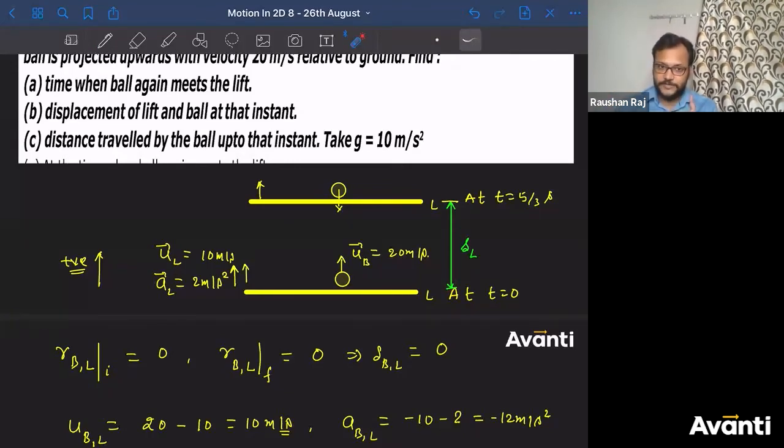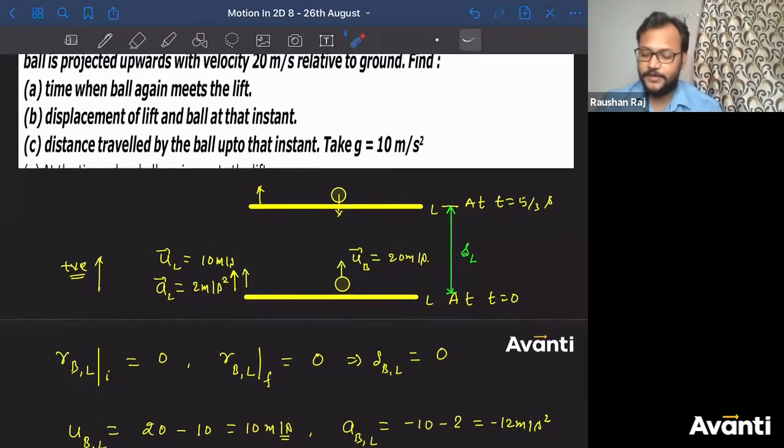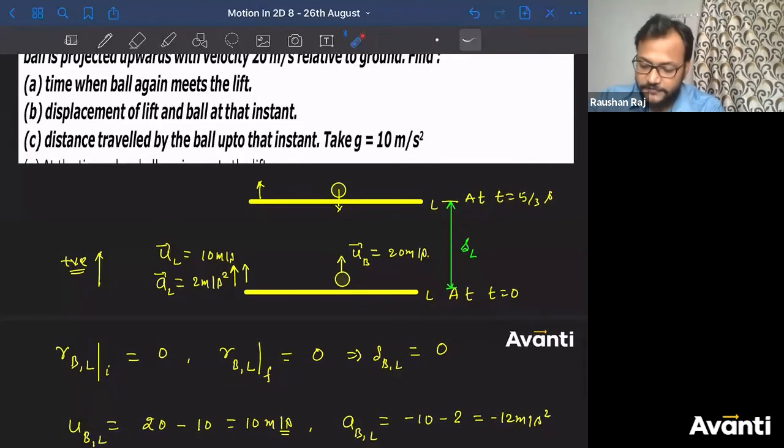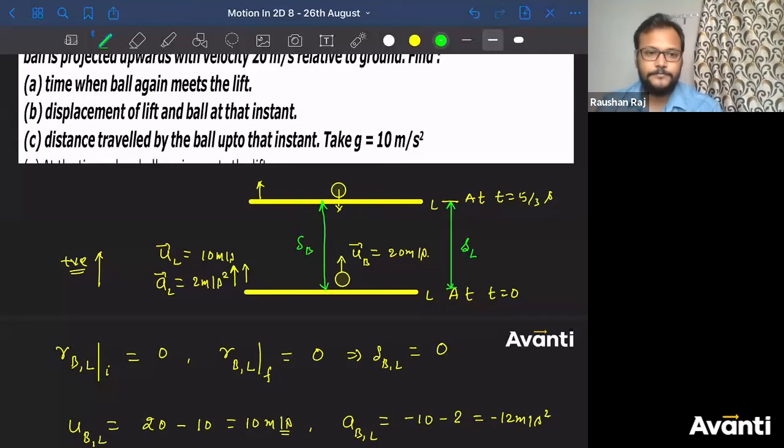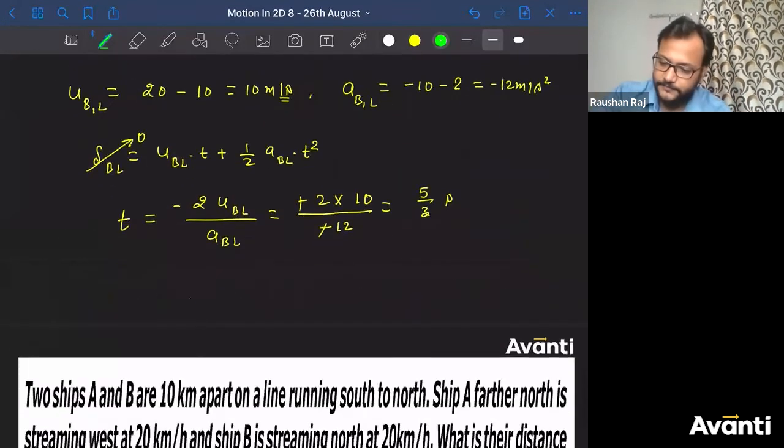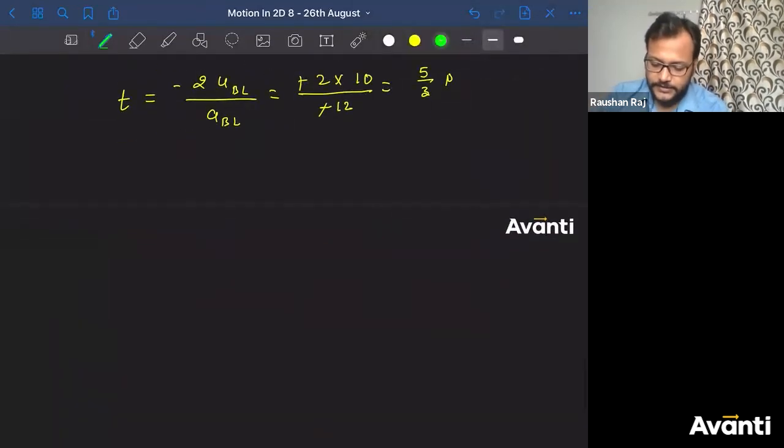I'm not talking about displacement of the ball with respect to lift. Now I'm talking about with respect to ground only. Now what is the displacement of the ball? Can I say same? Initial position is here, final position is here. So this distance is nothing but the displacement of the ball as well. Both of them are same, right? So I'll write second part. Displacement of the ball is equal to displacement of the lift.